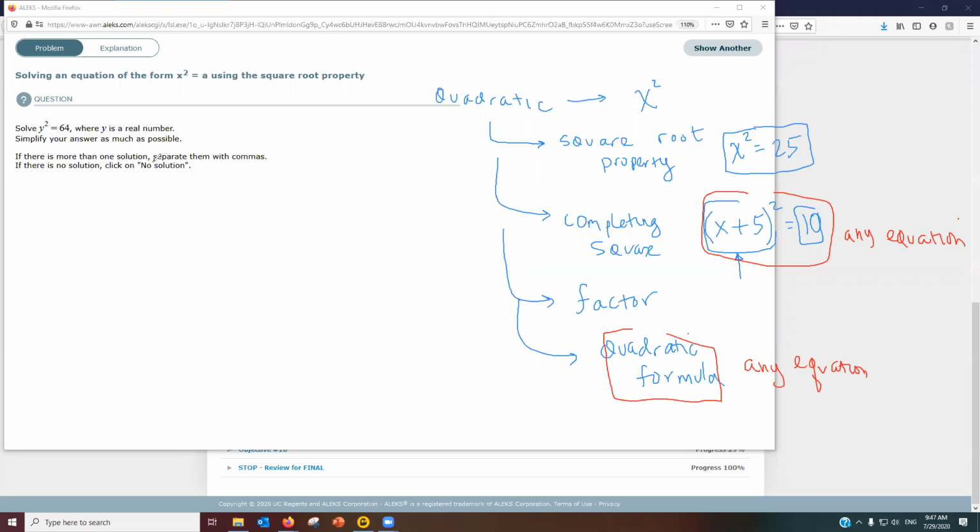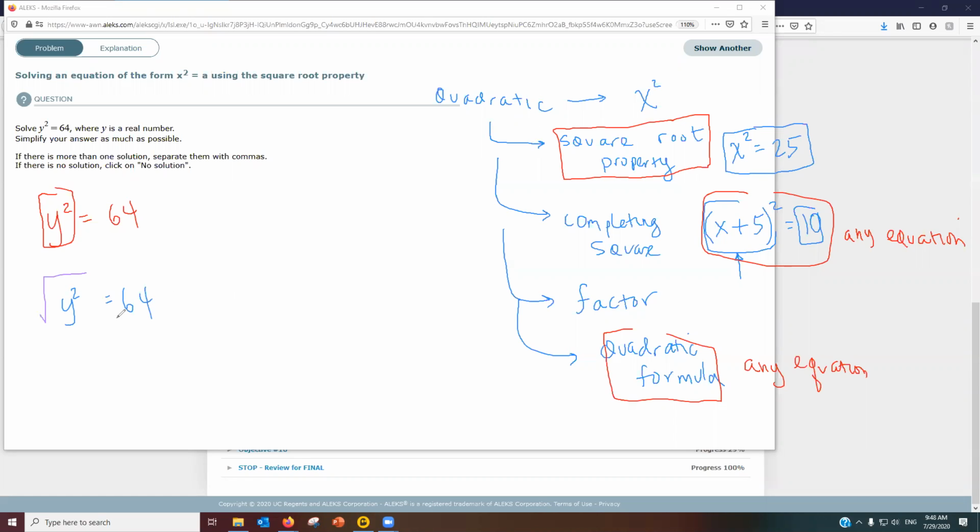All right, let's look at this example here they're giving me. y squared equals 64. Well, I'm noticing this is just a y squared. There's no y in this equation. Well, when that happens, it's easiest to use the square root property. What the square root property says is take the square root of both sides. So here's what we have, y squared equals 64. Well, I'm going to take the square root of both sides here.